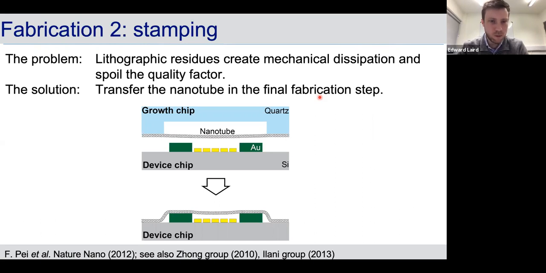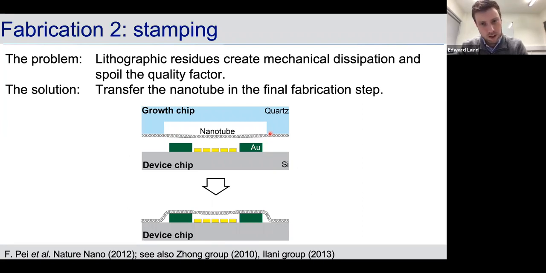The particular way in which we do this, we didn't invent this, there's previous work from other groups, is stamping, in which we have two chips. One chip is the device chip on which we fabricate contacts and electrodes, and the other chip is the growth chip on which we grow the nanotube. So any lithographic residue is going to end up on the device chip, and we mostly clean it off. The nanotube itself is almost pristine.